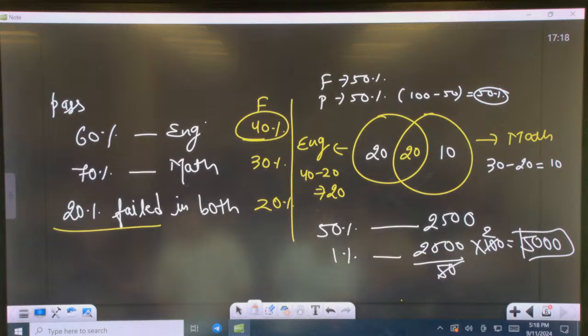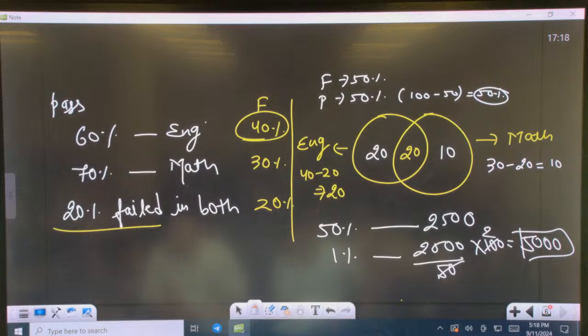In English, 100% students were appeared. Out of that, 60% were passed. 100 minus 60 will give us 40%, that is failed. In the common part, 20% students were failed. We have taken that failed data here, so the common part will be 20.